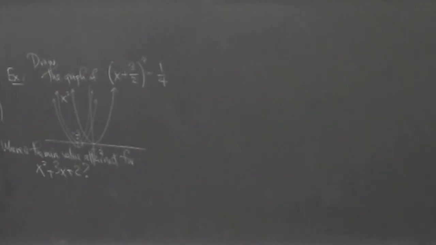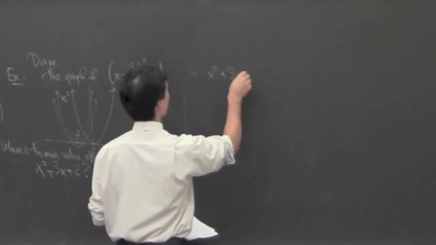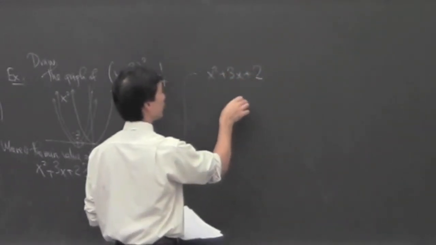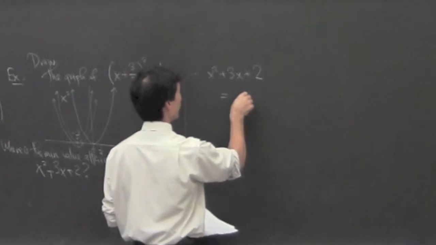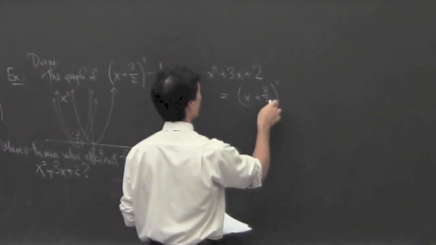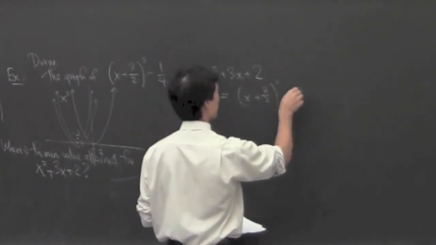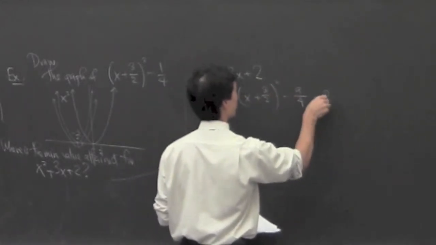You could do it this way. You could say, well, look, this x squared plus 3x plus 2, I can rewrite as x plus 3 halves squared. I added on a 3 halves squared, so I can subtract off 3 halves squared.